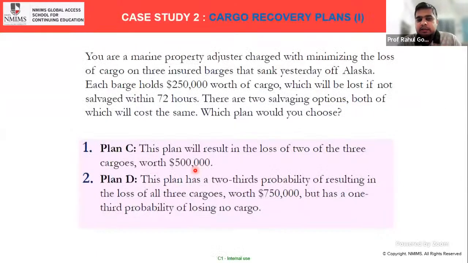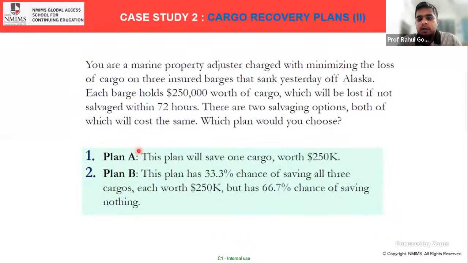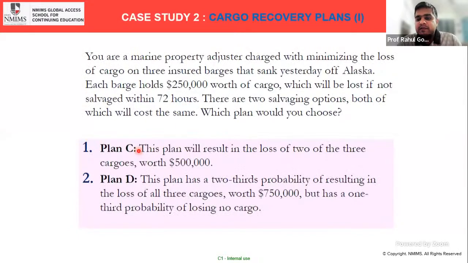Then we looked at another case study wherein you were given two scenarios, right? So there was a set of cargo which you were supposed to salvage, and you were given two plans, right? So you were given one situation, two plans, and you had to choose which one you would go ahead with. And then we saw that in these two given options, plan A and plan C were actually the same. The only difference was the way the plan was provided to you, right?